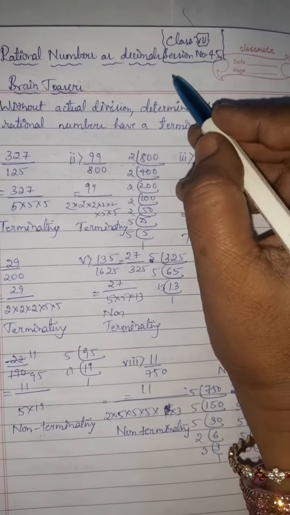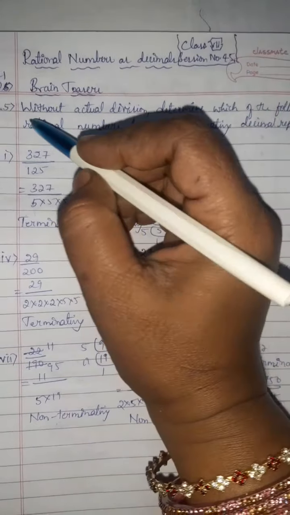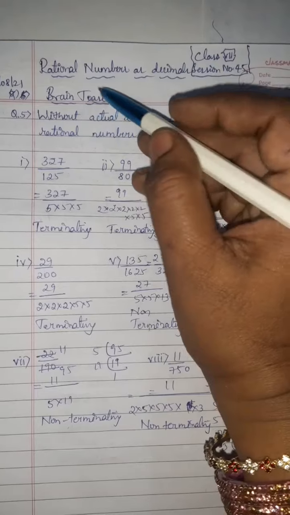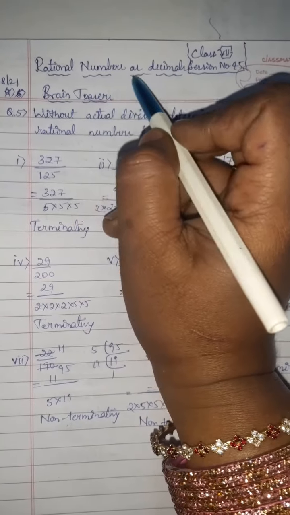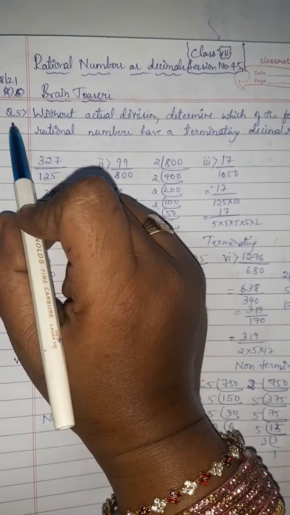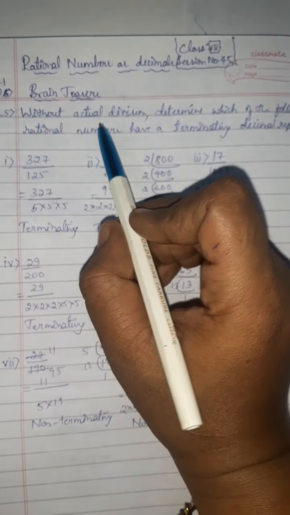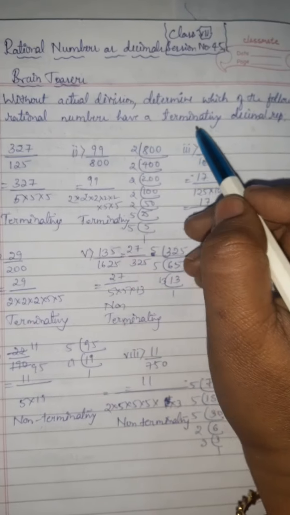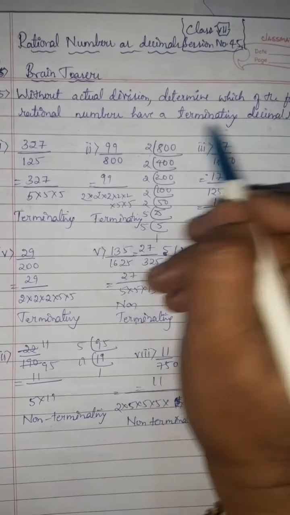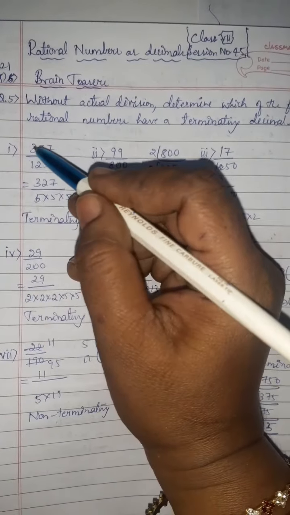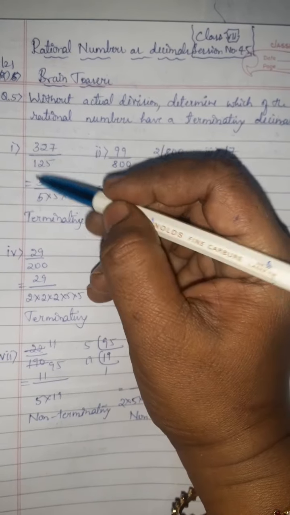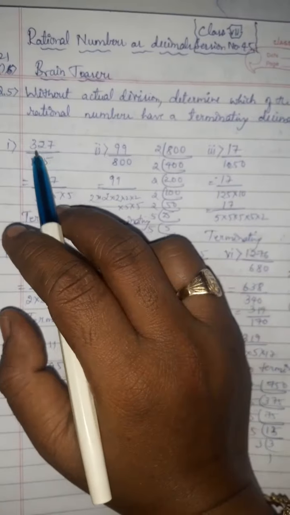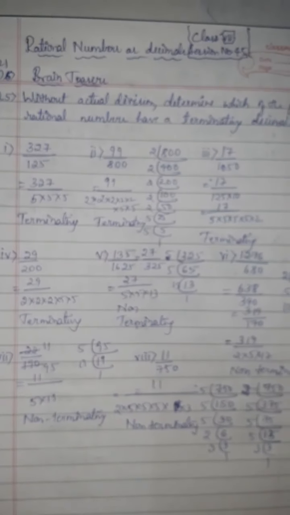Namaste children. Today in this session number 45, we are going to discuss question number 5 and question number 6 from brain teasers under the chapter rational numbers as decimals. Question number 5, children: without actual division, determine which of the following rational numbers have a terminating decimal representation. Here, by observing the given rational numbers, we have to determine whether the given rational number is terminating or not.